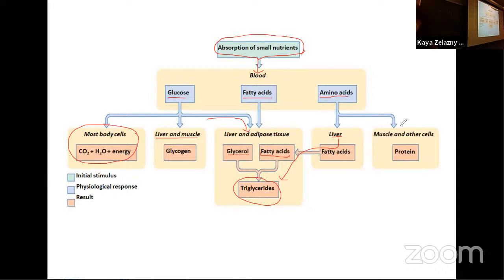The amino acids in muscle cells and in other cells that are not the liver are going to get turned into proteins, basically.